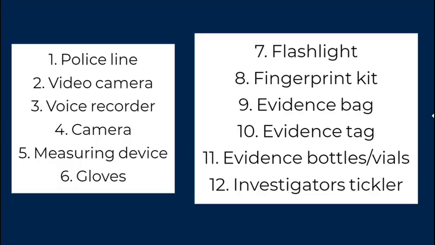Equipment of an investigator. 1. Police line. 2. Video camera. 3. Voice recorder. 4. Camera. 5. Measuring device. 6. Gloves. 7. Flashlight. 8. Fingerprint kit. 9. Evidence bag. 10. Evidence tag. 11. Evidence bottles, vials.